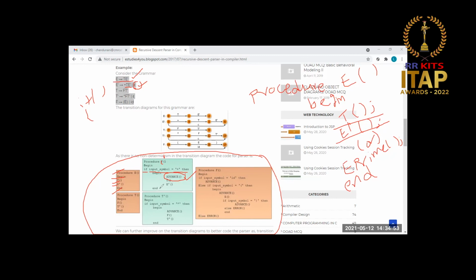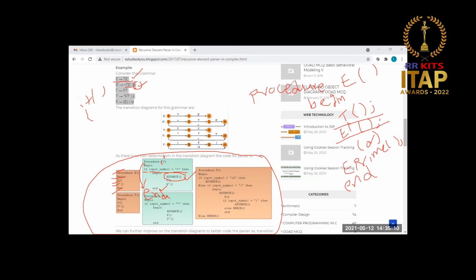Here it should be an end for the if condition and one more end should be there. They have skipped that one. One end is for the if condition, another end is for the E prime function procedure. Is it clear?